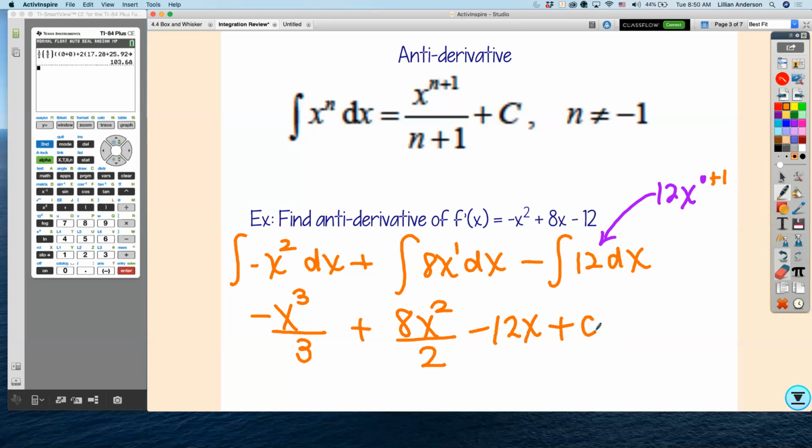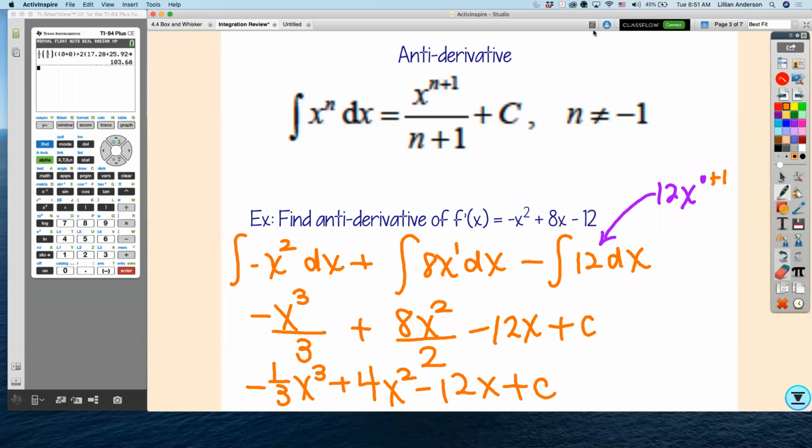Of course, you want to simplify from this point. X to the third over 3 is the same thing as saying 1/3 x to the third. 8 divided by 2 is 4x squared minus 12x plus c. And this is how we use the antiderivative to help us find the original function.